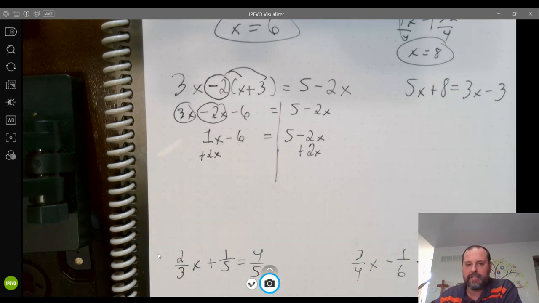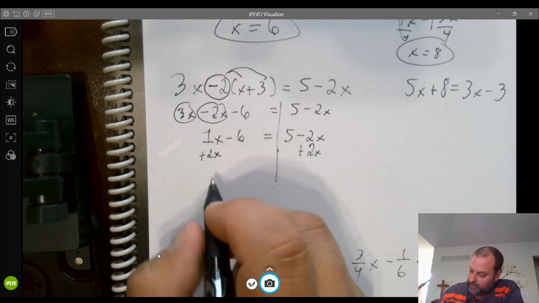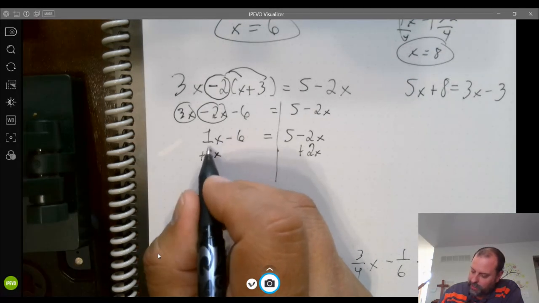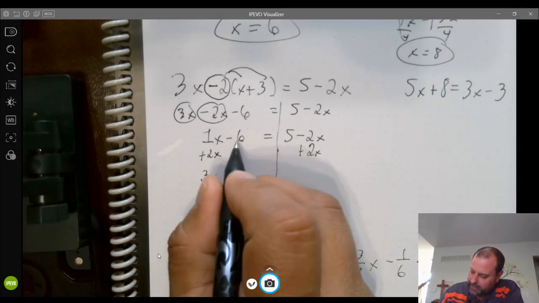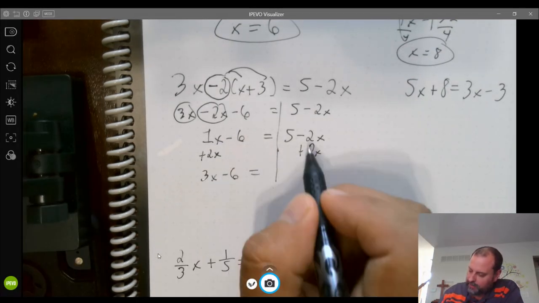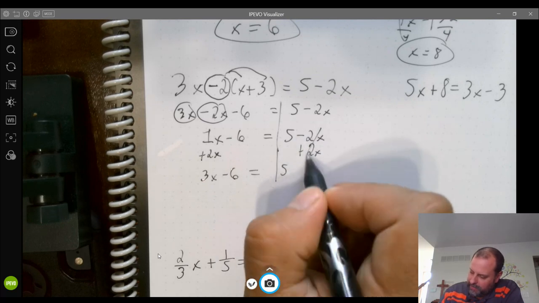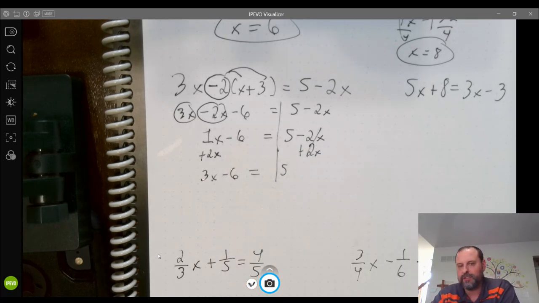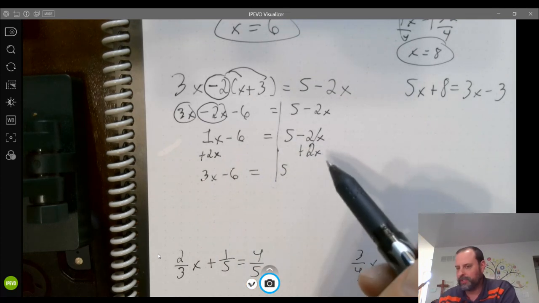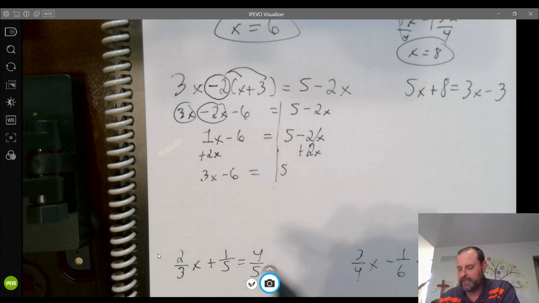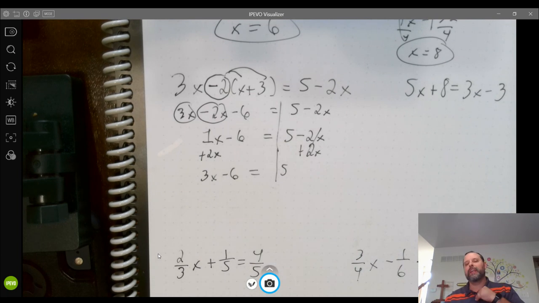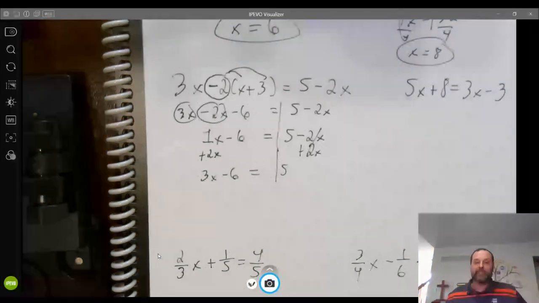Same variable, same exponent. Those don't change. This is still x. I just do the coefficients. 1 plus 2 is 3x. Minus 6 equals 5. Negative 2x plus 2x is gone. So what it does by moving the smaller of the two variables is it allows this to be a positive term. If you subtracted 1x from both sides, you're going to get the same answer. You're just going to end up dividing by a negative at the end. I try to limit that so it limits mistakes.